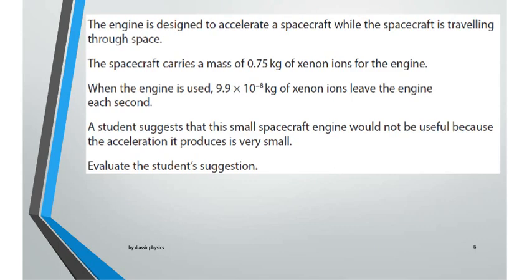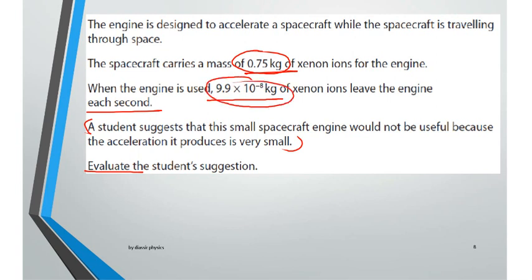The engine is designed to accelerate a spacecraft traveling through space. It has a mass of 0.75 and it uses this much mass in 1 second. The student's suggestion is given: a small spacecraft engine would not be useful because the acceleration produced is very small. Yes. What do you have to do to evaluate this? You have to evaluate small acceleration. Why? Because this small amount of mass is used in 1 second, this much small.